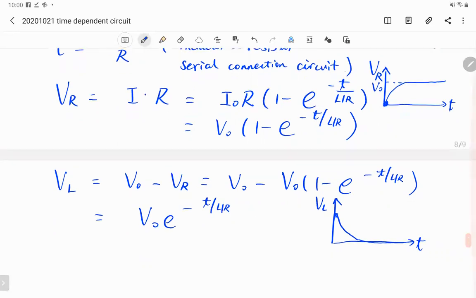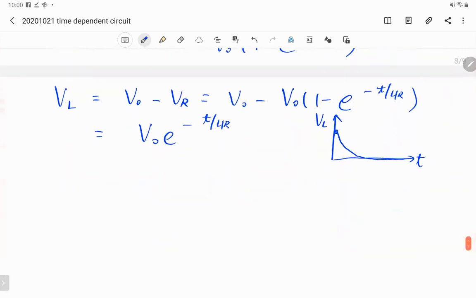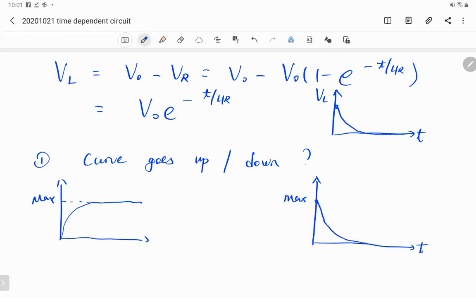So let me give you a summary of how to get the expression of the current and voltage in a time-dependent circuit. First step, we have to figure out whether the curve goes up or drops down. If it goes up, it should look like this. Start from zero, then end at a maximum point. If it drops down, it will be an exponential decay. Start from the maximum, then decay to zero.